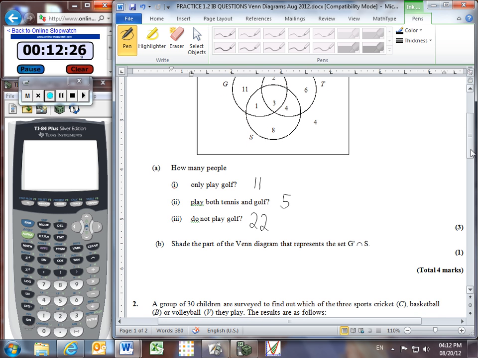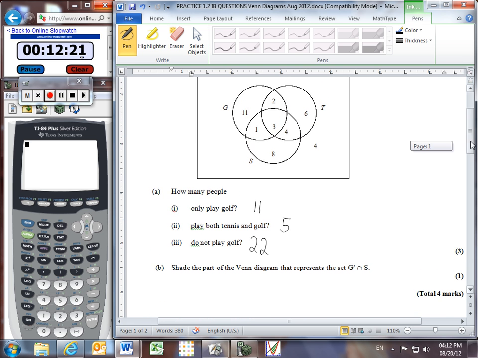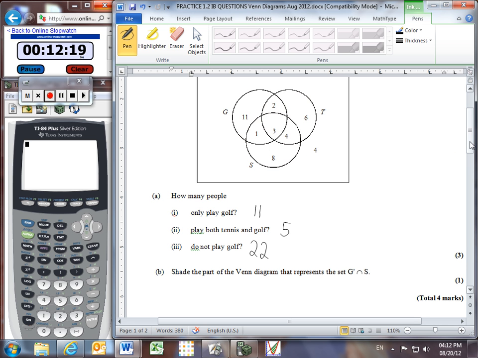And part B, shade the part of the Venn diagram that represents the set G' intersection S. So we need to have things that are not in circle G, or set G, and are in circle S, or set S. So where are my places outside circle G, but inside circle S? We're going to have this region here.